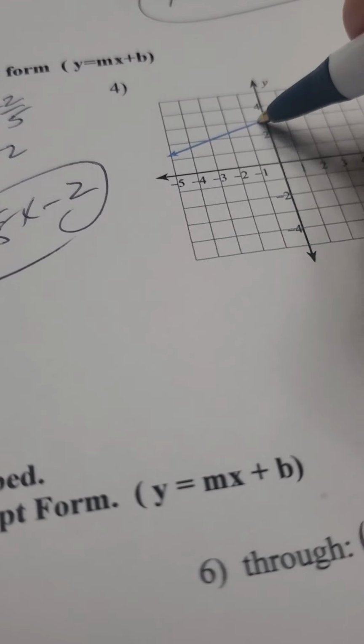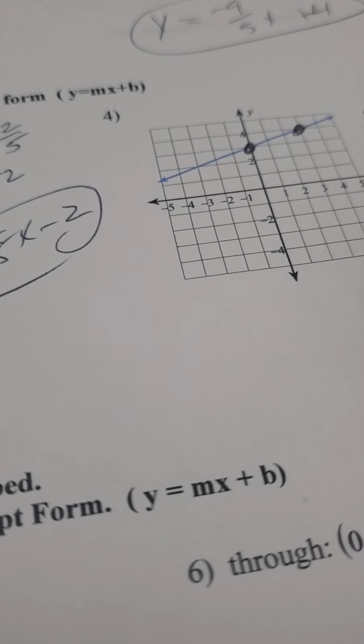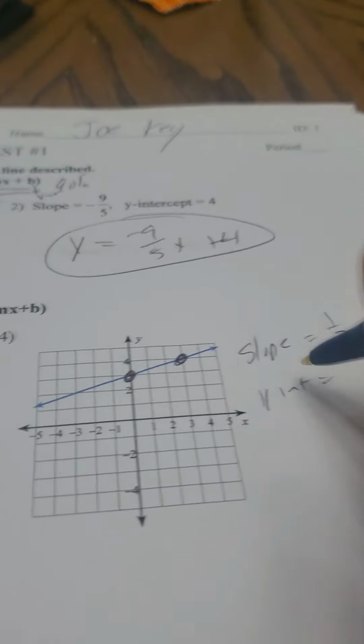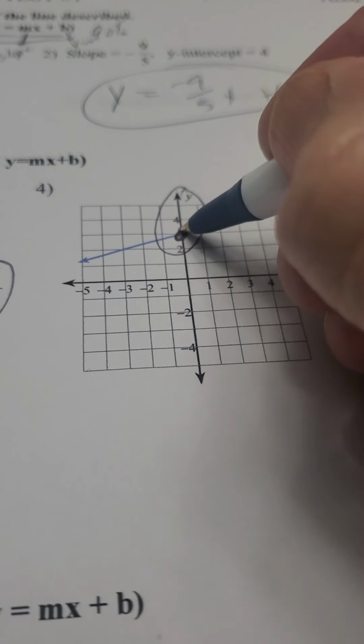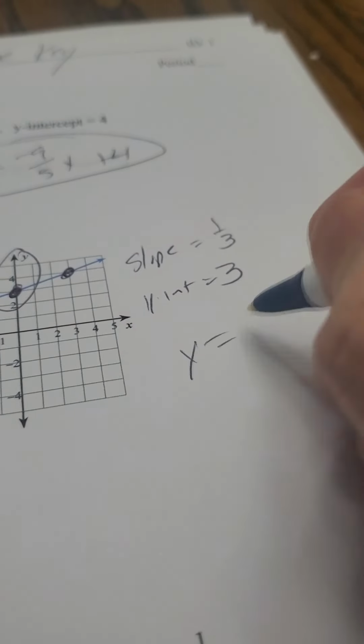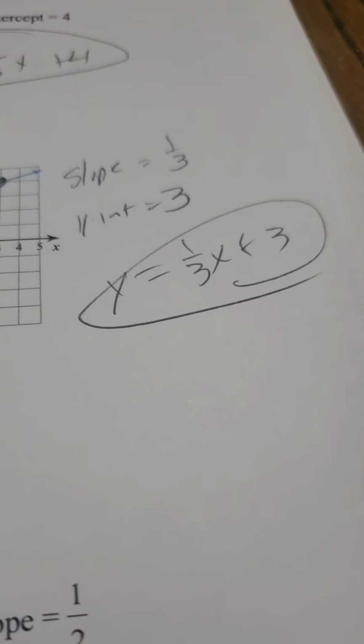Number 4, right there, right there. So my slope is 1/3. My y-intercept, it crosses the y-axis at 3. So my answer is 1/3 x plus 3. Right.